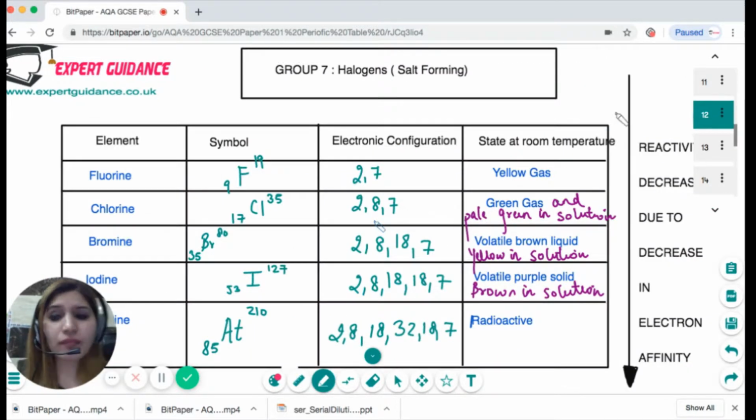Okay, now the next thing we need to do is group 7. As I told you, group 7 are known as halogens, and halogens are known as salt forming.